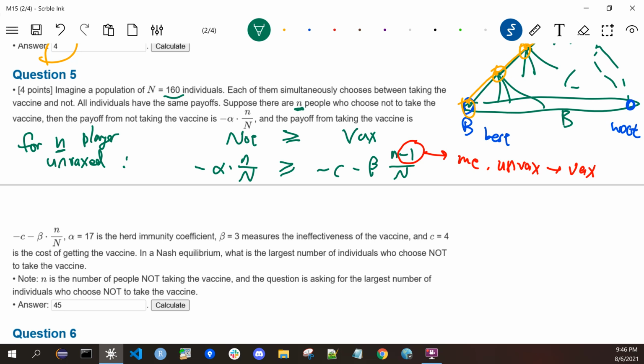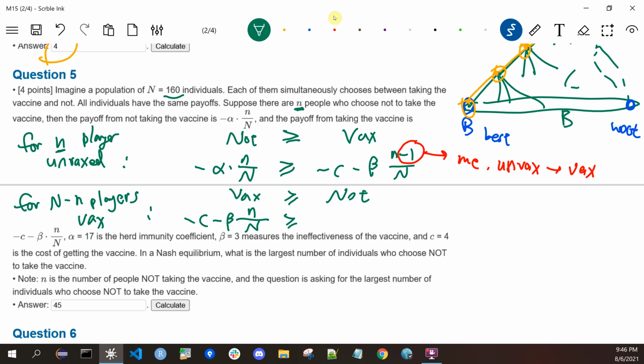We're going to use the same trick for the remaining n minus n players. These people are vaccinated. So they should prefer getting vaccinated compared to not getting vaccinated. If I get vaccinated, there will be a cost. And this number should be larger than if I stay not vaccinated.